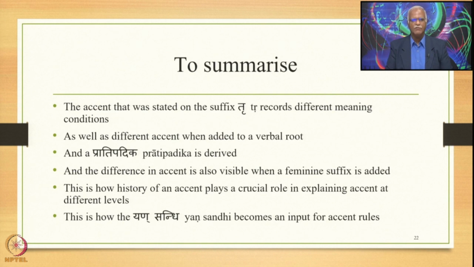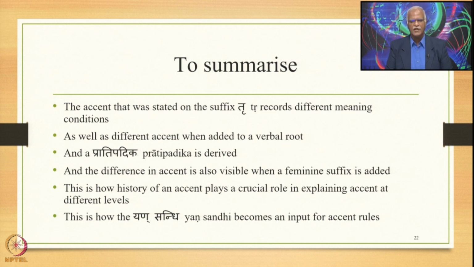To summarize what we have seen so far, the accent that was stated on the suffix through records different meaning conditions. In case of trch, the meaning is just a doer. In case of trn, the meaning is a skilled doer. And the different accent is also provided by Panini to indicate this change of meaning.